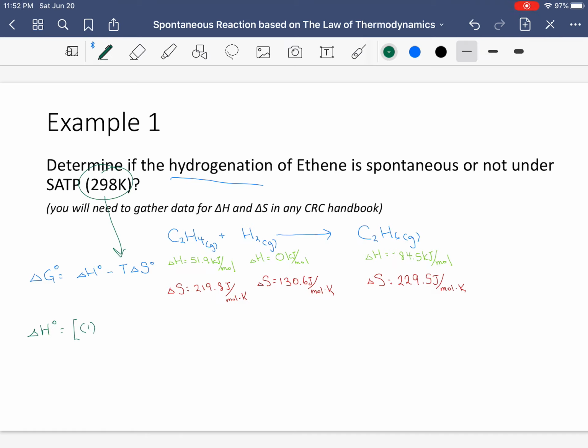So this is going to be 1 mole times negative 84.5 kilojoules per mole. Moles will cancel. Minus 1 mole times 51.9 kilojoules per mole. Again, moles cancel. Minus 1 mole times 0. That's a good thing. I like that.